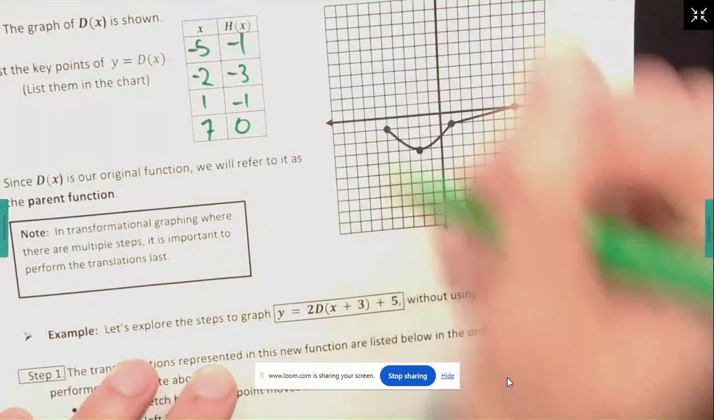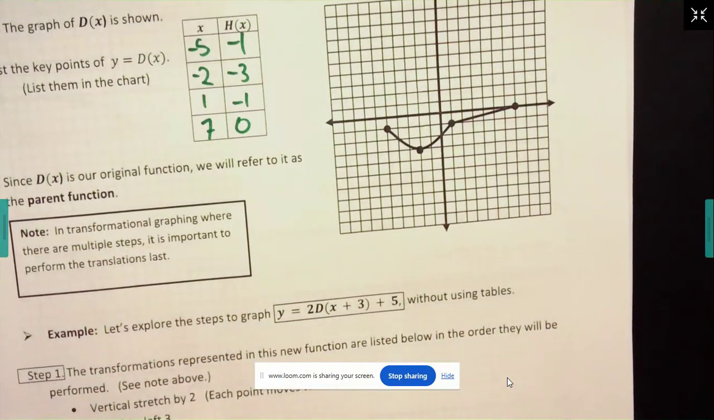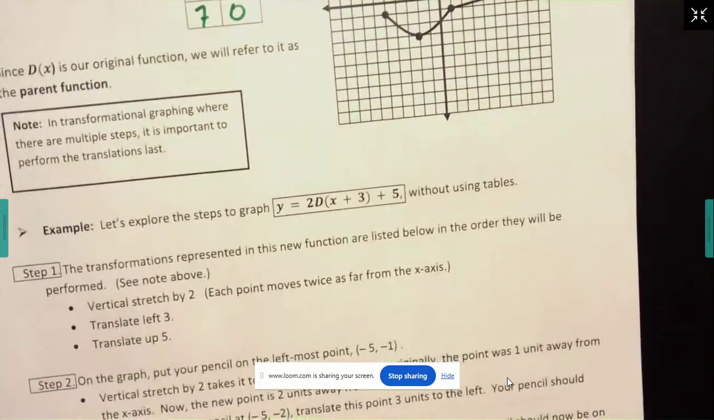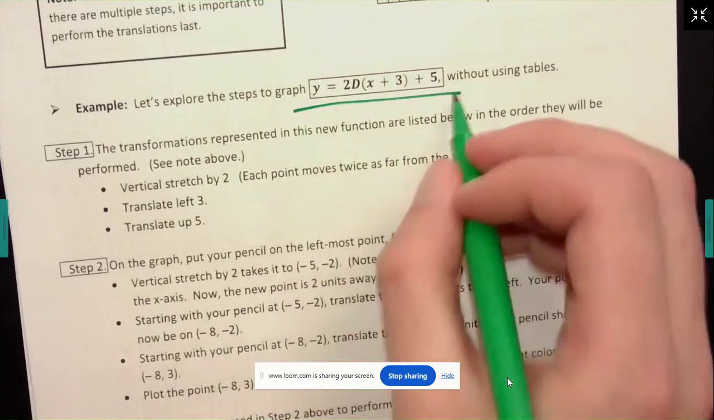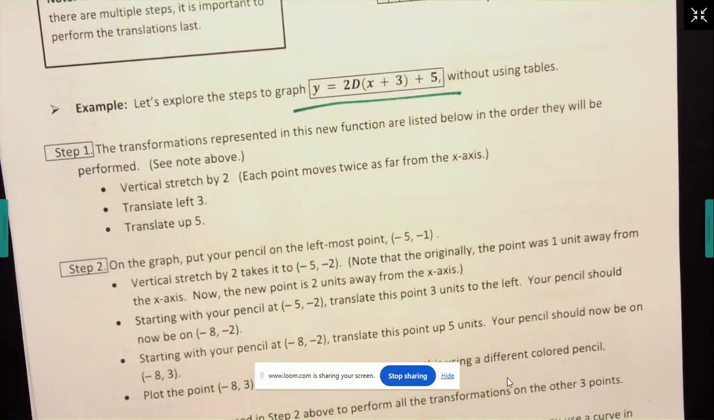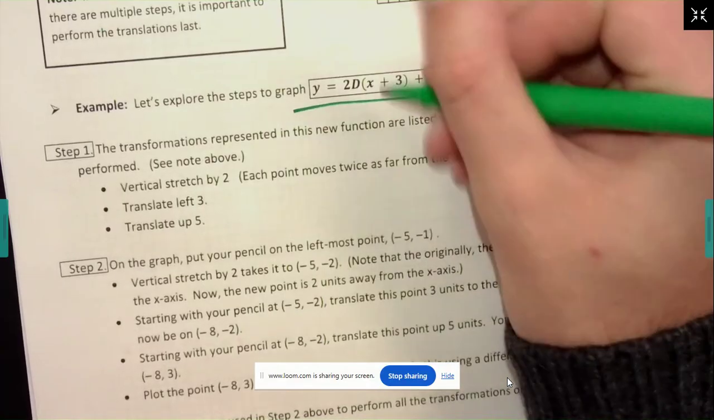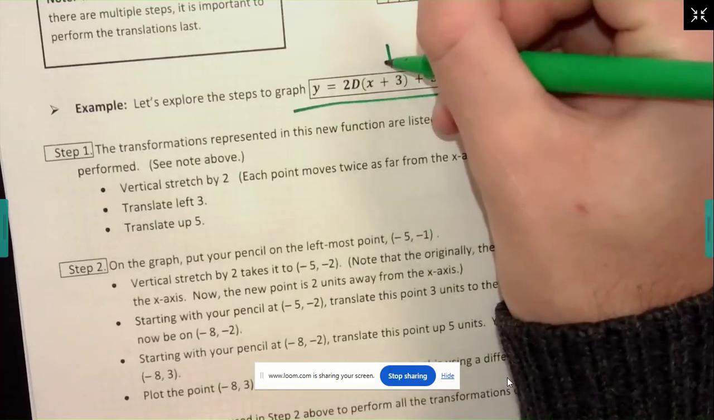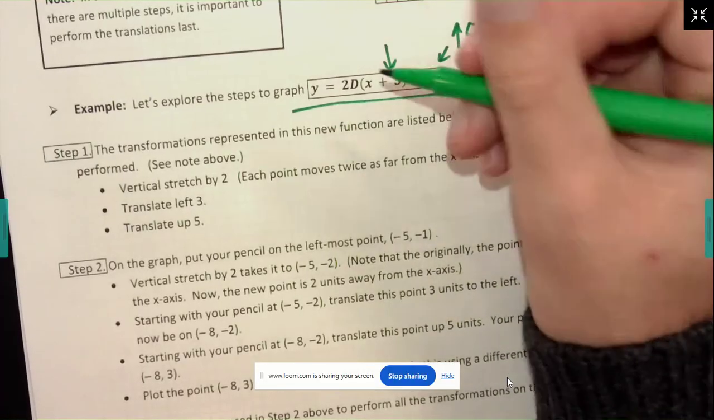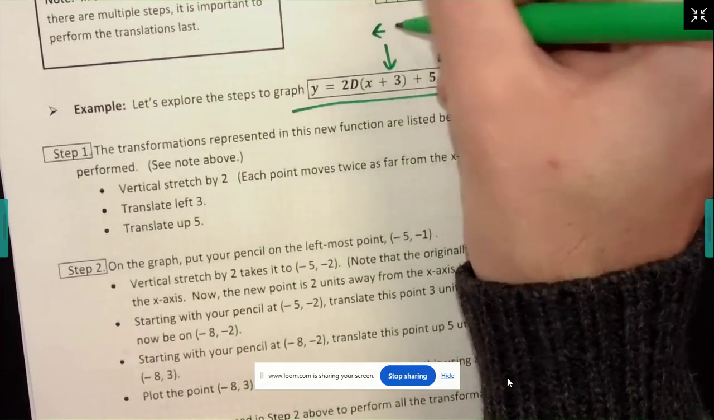Okay, got that chart filled out. So it says, let's do this right here. Well, there's a lot of pieces here. Okay, so let's break it down. This plus 5, it's on the outside. We're going to move up 5. This plus 3 is on the inside. Remember, when it's on the inside, it's backwards. So we're going left 3.